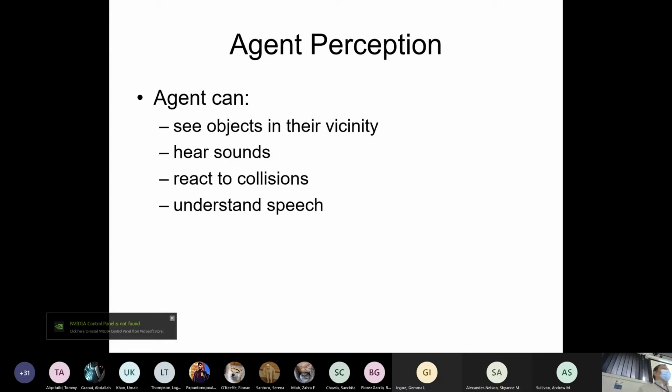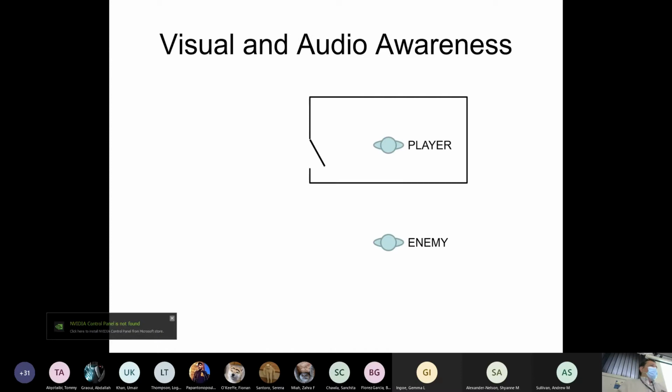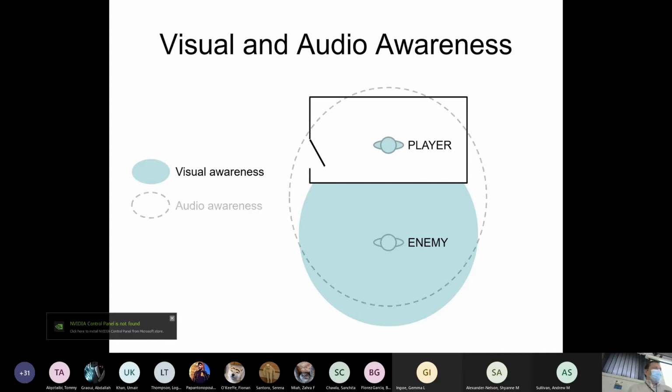So agents can see objects in their neighborhood, hear sounds, react to collisions, understand speech, okay? But you have always to remember about limitations of the knowledge that an agent can have. I showed this diagram 2 weeks ago, so it's just a reminder. If we have a player inside the room and the enemy outside the room, then there is the area of visual awareness, which is cut off by the wall. I assume that the wall is not transparent, it's a solid wall.